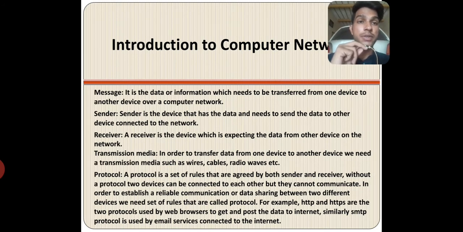In order to establish a reliable communication or data sharing between two different devices, we need a set of rules that are called protocol. For example, HTTP and HTTPS are the two protocols used by web browsers to get the data from the internet. Similarly, SMTP protocol is used by email services connected to the internet.